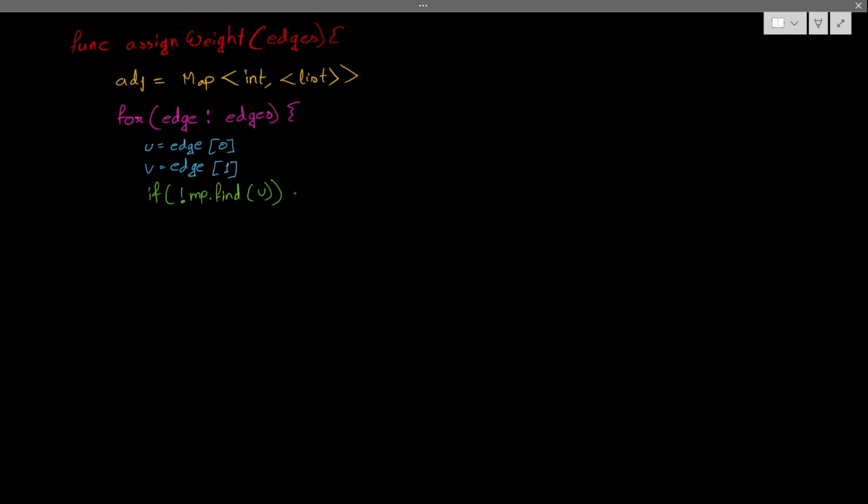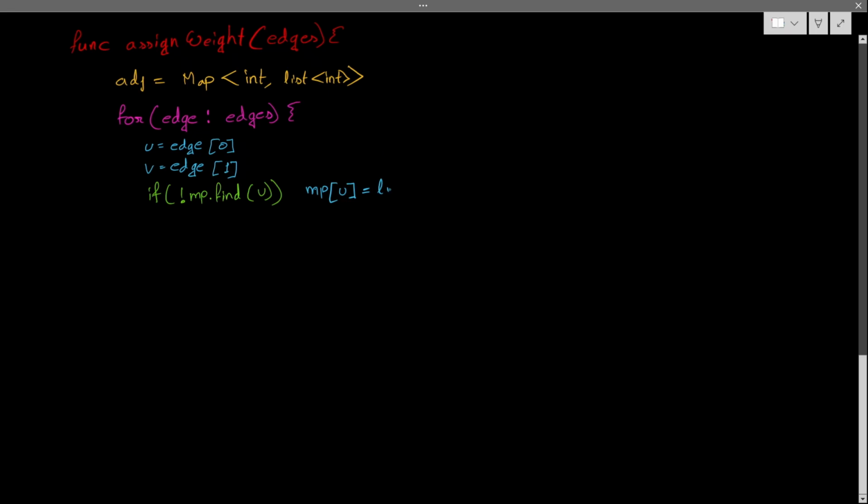I'll simply assign an empty list. Assigning means I'll do mp of u equals one empty list, correct? Or you can say array list of integer. I'm writing a kind of pseudo code, so don't worry about array or list, it is fine. So list of integer is my map, and in the empty list, I am writing this thing.